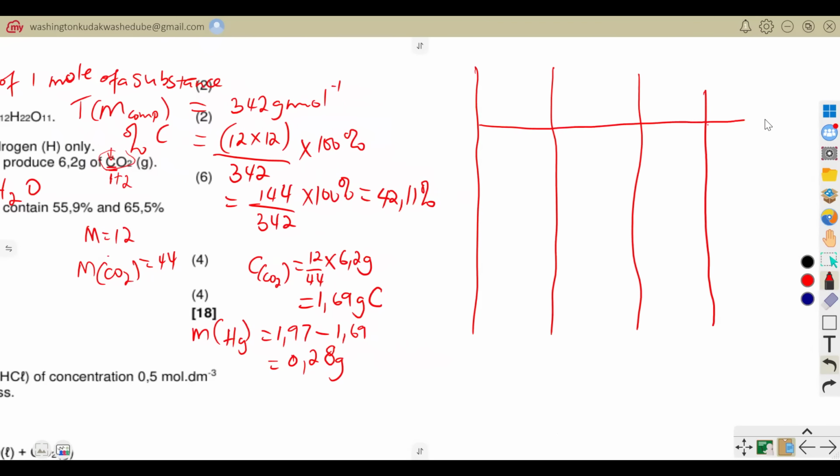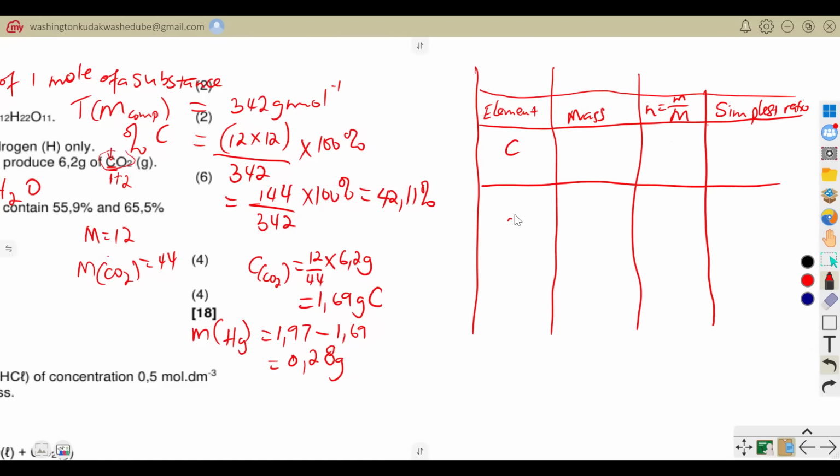At some point, I would be having my element which is in my compound, and then the mass of that element in that compound. Then I'll need to calculate the number of moles of that element in that compound so that I can use the smallest number of moles to find the simplest ratio. So here, this will be a column for simplest ratio. Now the elements that I have: carbon, and then what? Oxygen.